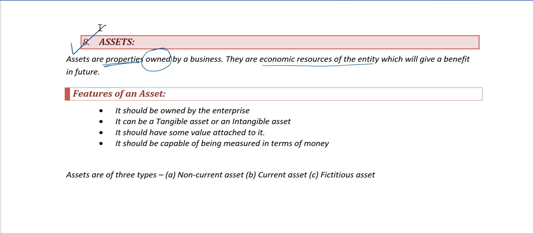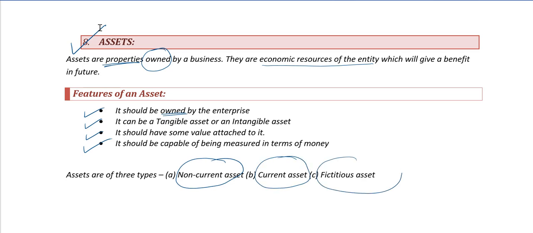Let's check out the features of an asset. It should be owned by the enterprise. It can be a tangible asset or an intangible asset. It should have some value attached to it, and the value should be capable of being measured in terms of money. So these are the 4 features of an asset. Assets may be a non-current asset, a current asset, or a fictitious asset.